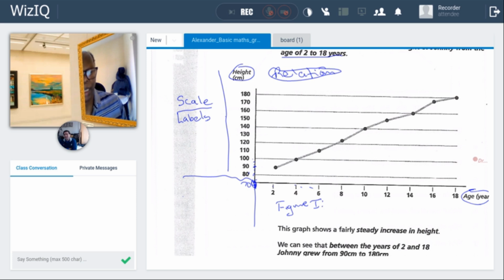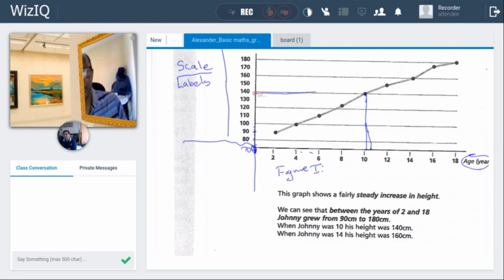If we look at, for example, year 10, year 14, year 16, and year 18, we should be able to tell what the heights are. We can read them off: take a line down, and then look at this line here. So it corresponds the age with the height. All right, let's move on.